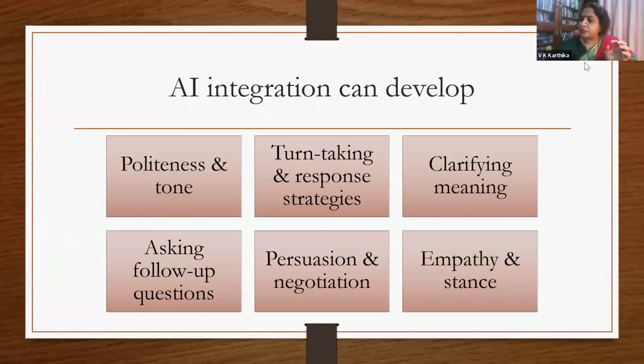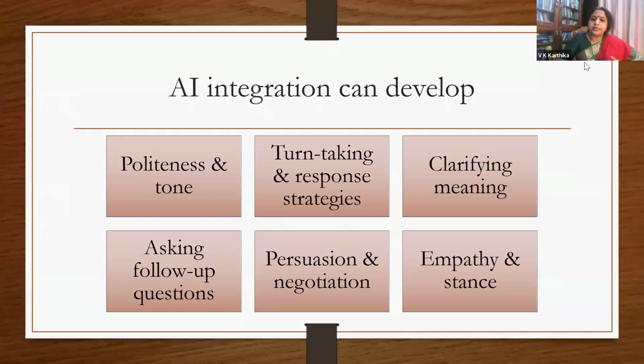So now, AI integration, I'm not using every single example here. I'm just moving to the second segment of my talk: politeness and tone, turn taking and response strategies to build them, and clarifying meaning.